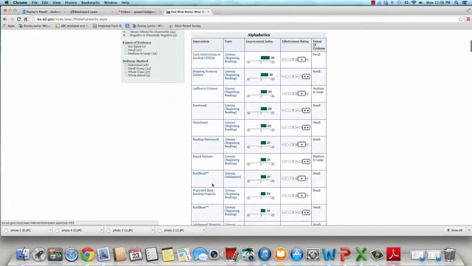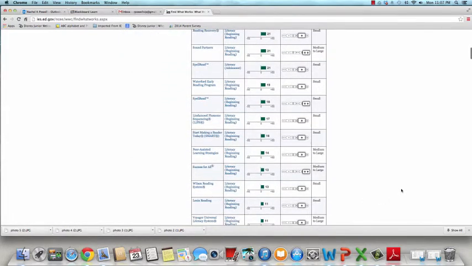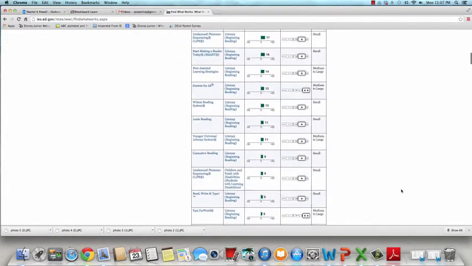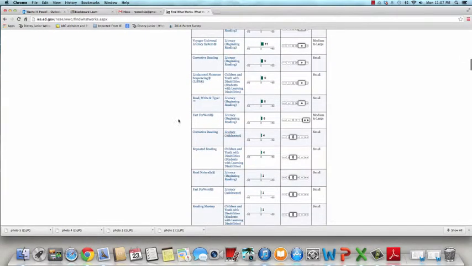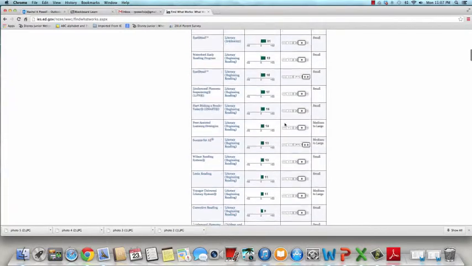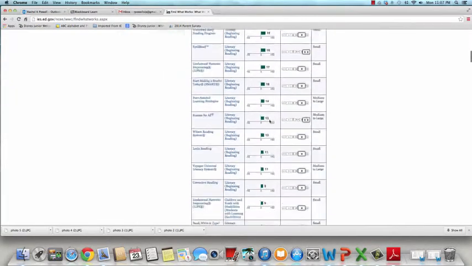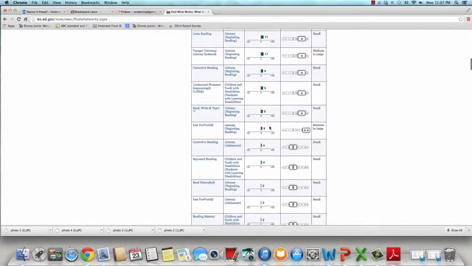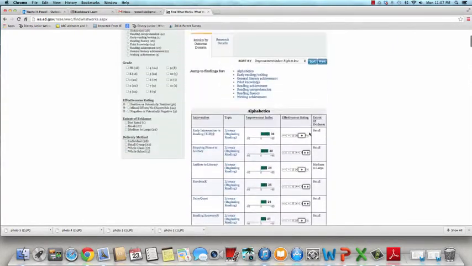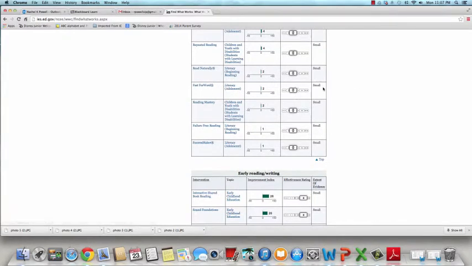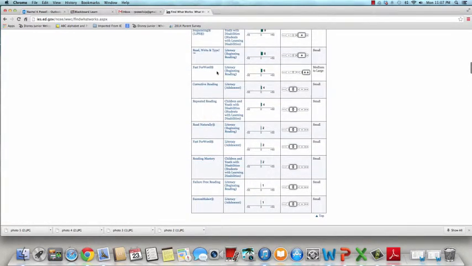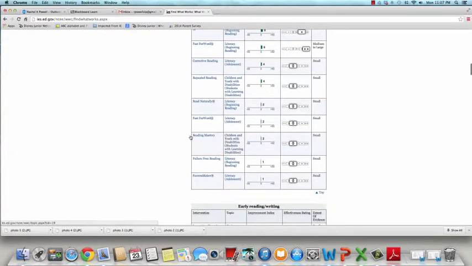Because it's very specific to the programs rather than overall textbooks, for instance, of what you're being marketed by the textbook companies to purchase for your classroom. So see here, Fast Forward, literacy or beginning reading. This is the improvement index, and so you can see that the improvement index there is a 6. Extent of evidence is medium to large. There's been a lot of research into Fast Forward learning. Corrective reading, repeated reading, reading mastery, small evidence of this.